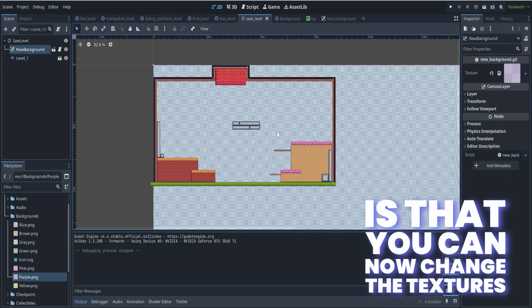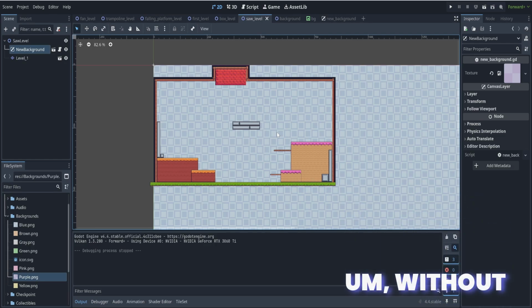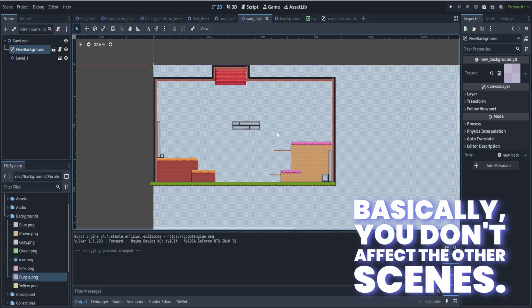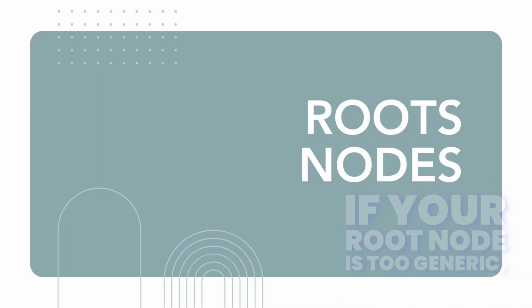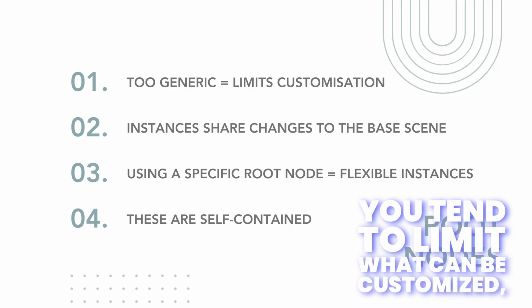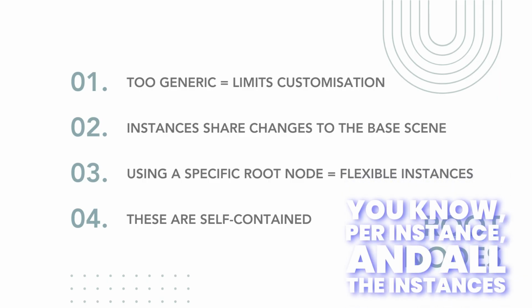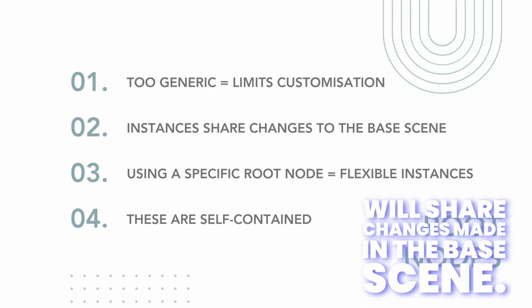So what this means is that you can now change the textures for each scene to differentiate them from one another. It made your code modular, basically. You don't affect the other scenes. So in general, if your root node is too generic, you tend to limit what can be customized per instance, and all the instances will share changes made in the base scene.